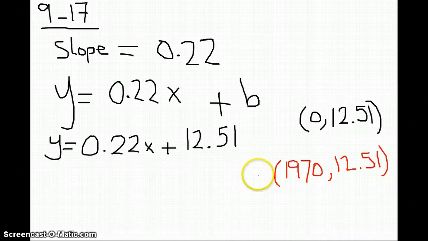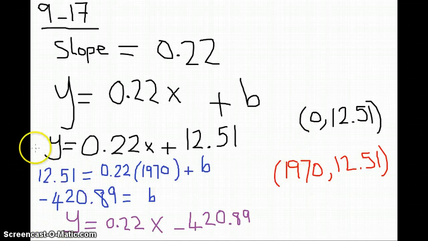So let's work it out. Let's plug in 1970 for x and 12.51 for y and find an equation. By plugging those values in, I'm solving for my new b, which won't be 12.51 anymore. It will be different. So I plugged in 1970 for x and 12.51 for y, and when you solve for b, you'll get negative 420.89, and that's your new equation. The slope, which we figured out, is 0.22, and my b is negative 420.89.